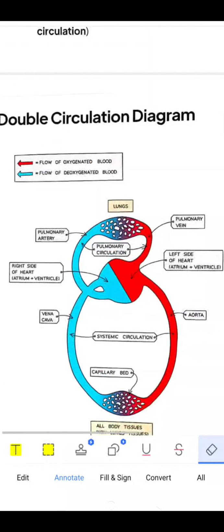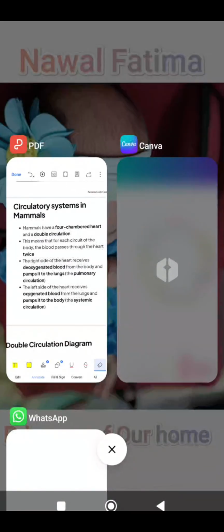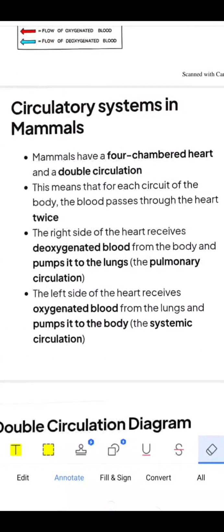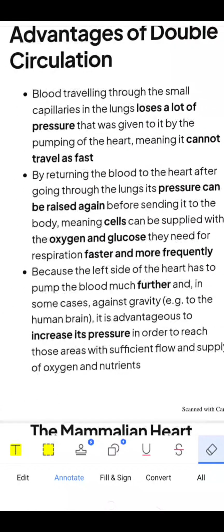Now I have a chart for you, and that chart will be helpful to understand what double circuit circulation is. But before going to that chart, we need to understand the advantages of double circuit circulation. Actually in giant body structures, we need to maintain the blood pressure. So the double circulation ensures the blood pressure all over the body. That's why there is a double circulation.